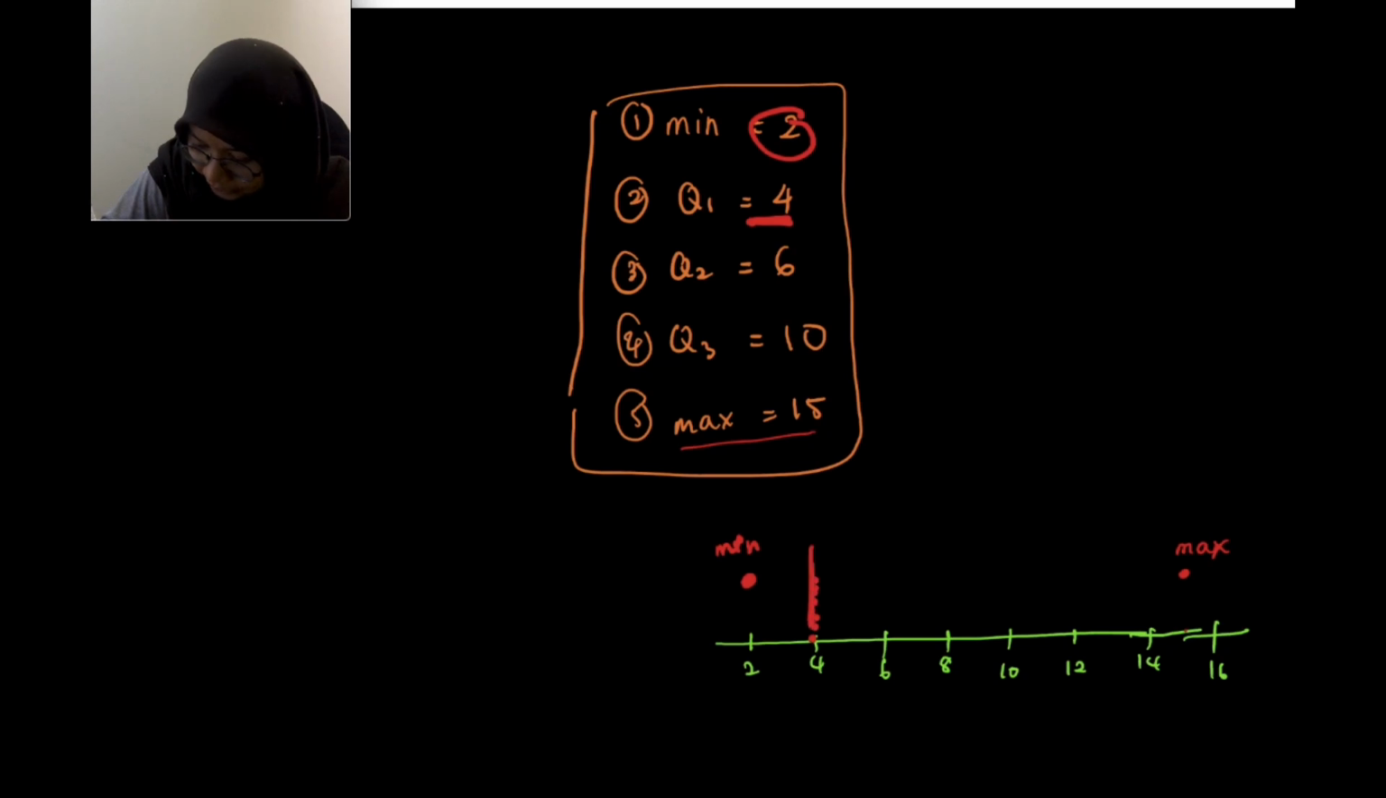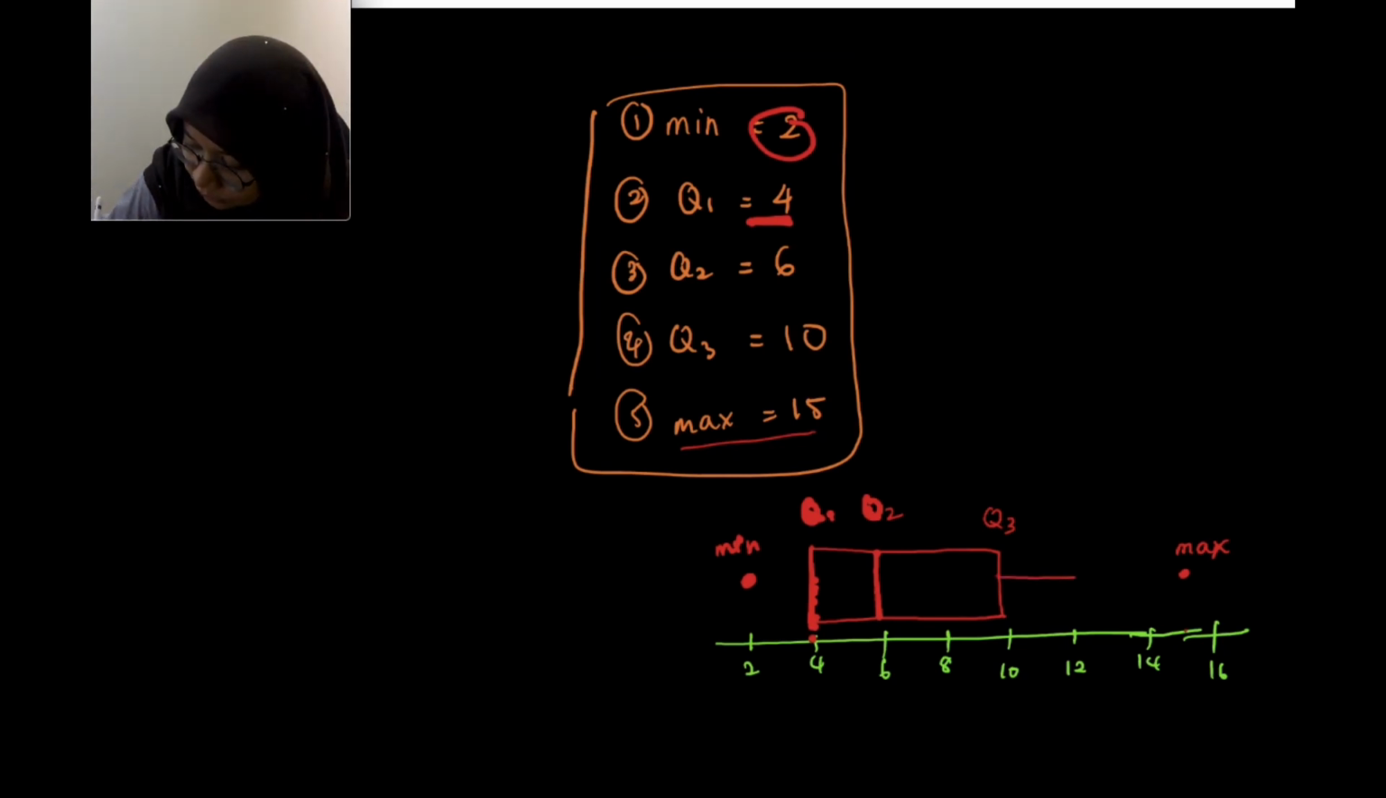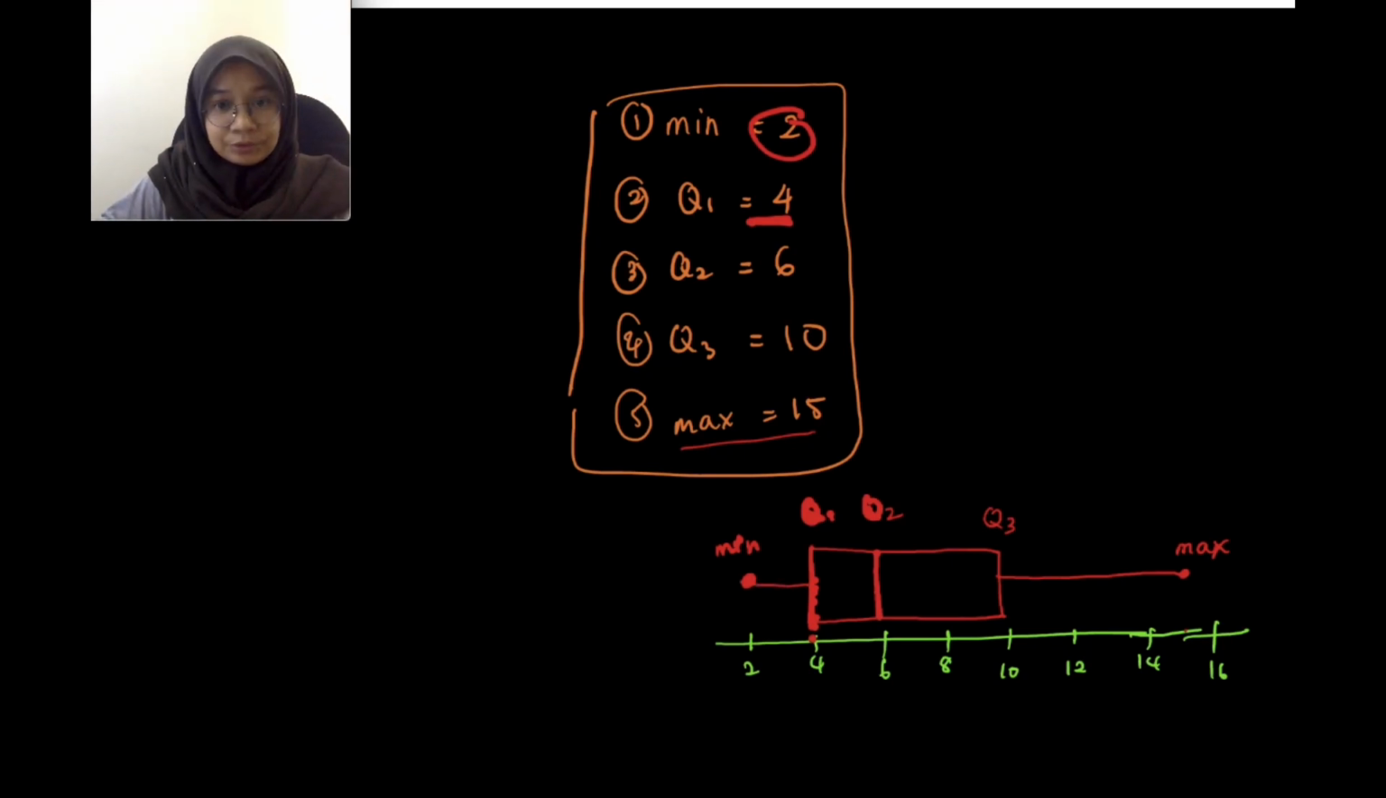So you draw a line. You put Q1. And then Q2 is 6. So here is 6. So you put Q2. And then Q3 is 10. So put a line here. Q3. Okay, so you have 3 lines, Q1, Q2, Q3, and then you draw a box here. Then you will have your box. So how about the whiskers? You connect this one to the maximum and you connect this one to the minimum. So there you go, your box plot.